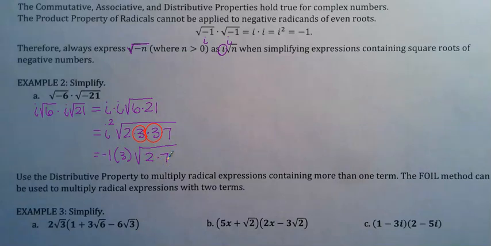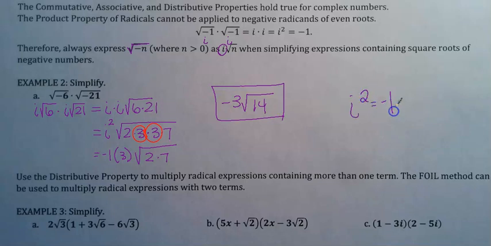And so that's going to be -1 times 3 is -3, our square root, and 2 times 7 is 14. There is our answer there. Okay, -3 times the square root of 14. And remember, i squared equals -1. Okay, always, always.